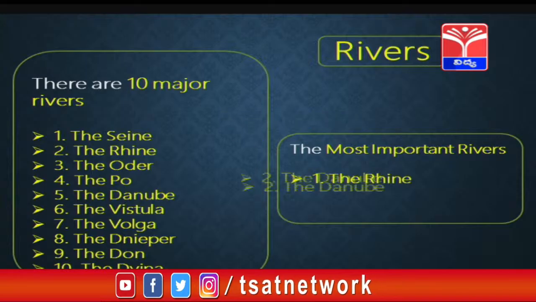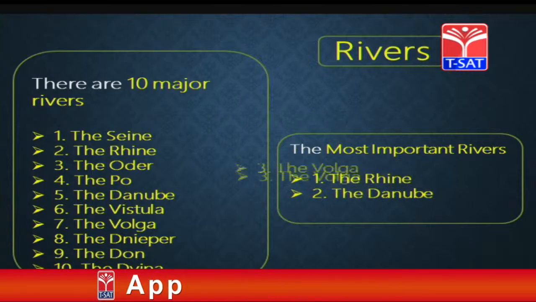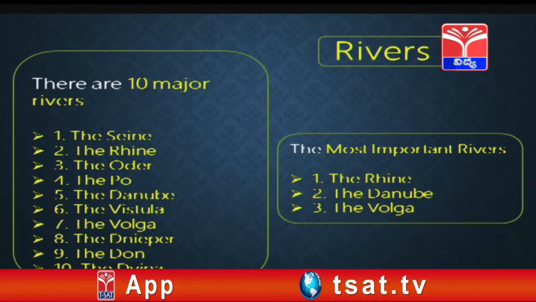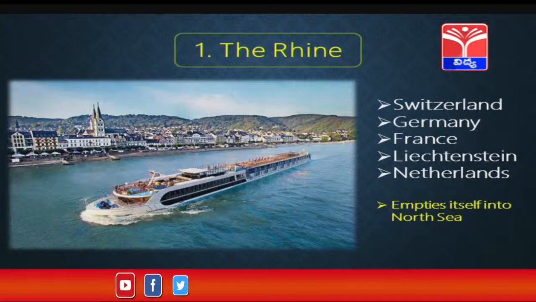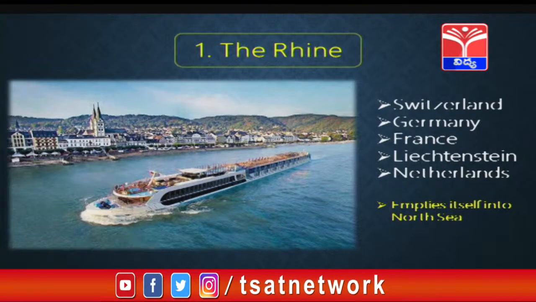First one, the Rhine. Second one, the Danube. Third one, the Volga. The Rhine river flows through Switzerland, Germany, France, Liechtenstein and Netherlands. It empties itself into the North Sea.